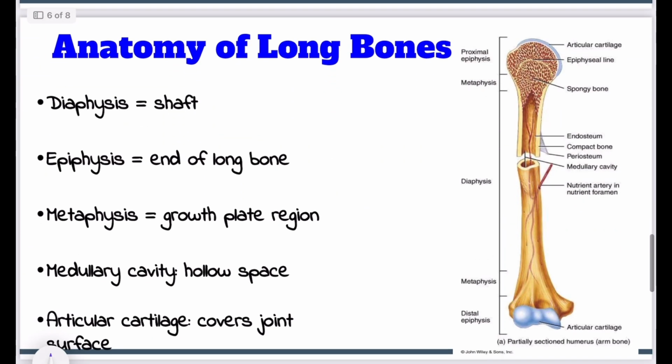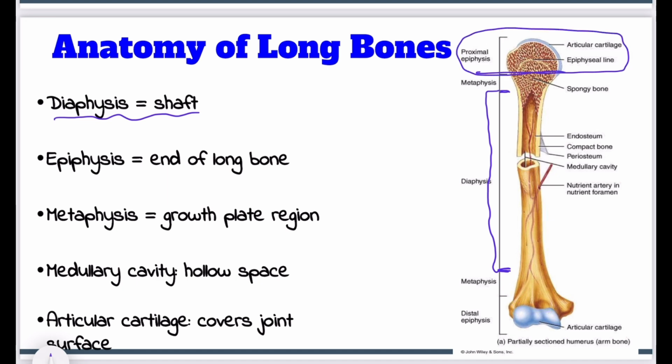So let's go over the anatomy of long bones. Let's start first with the diaphysis, which is another way of saying the shaft. And the diaphysis is from this portion right here to this part of the bone. All of this is the diaphysis. The epiphysis is part of the end of the long bone. So it would be this portion right here. This would be the epiphysis. And then the distal epiphysis would be this portion over here.